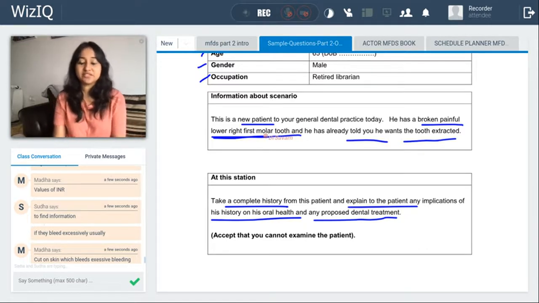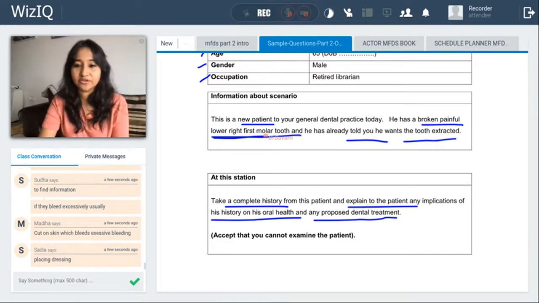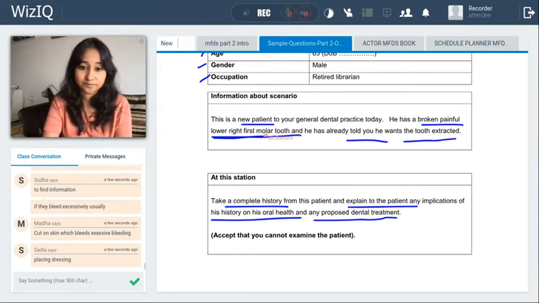Do not forget, because this is a long OSCE, because you're taking a lot of history here. But do not forget about the pain, because you would think, we know that it's a painful tooth, why would we forget about the pain? But trust me, guys, it happens. Because you're so anxious in the exam, in a different scenario and a different environment, it happens that you forget the most basic thing, that is the pain.